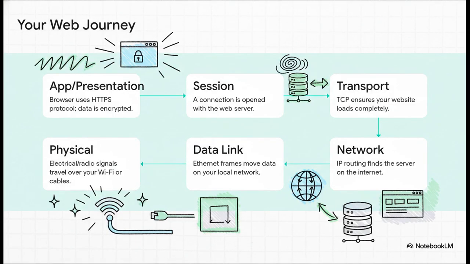So let's bring this all home with a real-world example. Every single time you browse a secure website, this entire 7-layer dance happens in the blink of an eye. Your browser uses HTTPS at the application layer. The data gets encrypted at the presentation layer. A session is opened. Good old TCP at the transport layer makes sure every piece of the website arrives. IP routing at the network layer finds the server anywhere on the planet. And finally, Ethernet or Wi-Fi handles the local journey over physical wires or the airwaves. It's happening constantly, right under our noses.